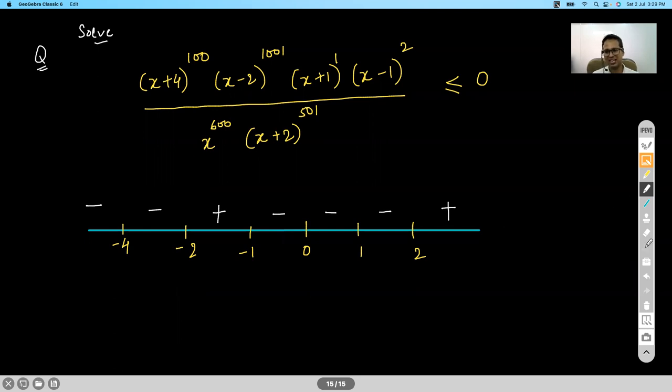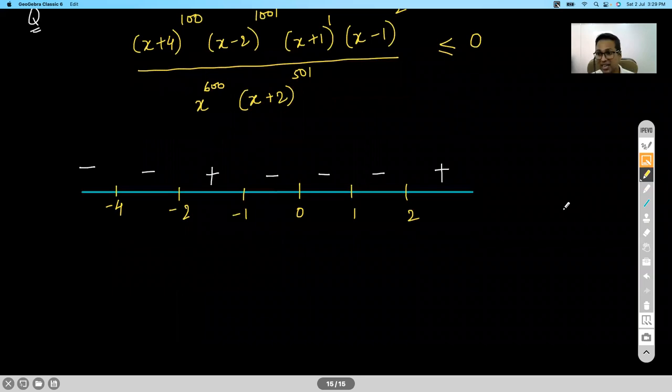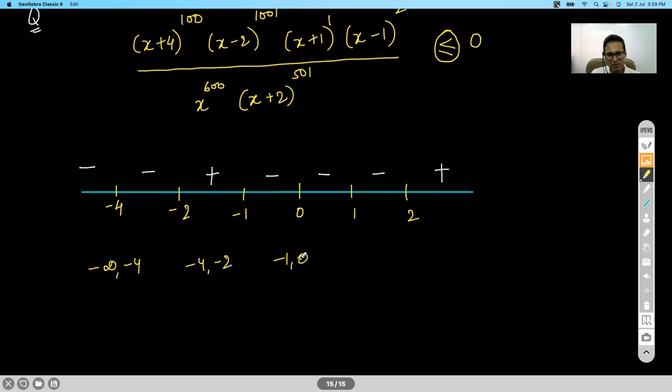All right, so let's now write down those intervals where my function is negative, so this means either negative or zero. So let's write down the interval. It's minus infinity to minus 4, minus 4 to minus 2, minus 1 to 0, 0 to 1, 1 to 2. Okay, now let's write down the brackets. Round brackets, minus 4. Minus 4 comes from a factor on the top. So this is included.